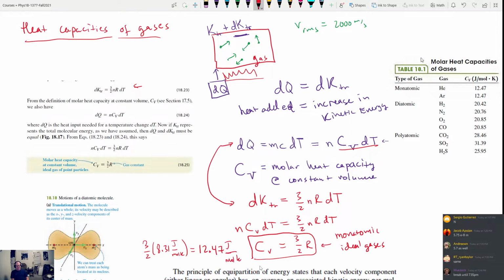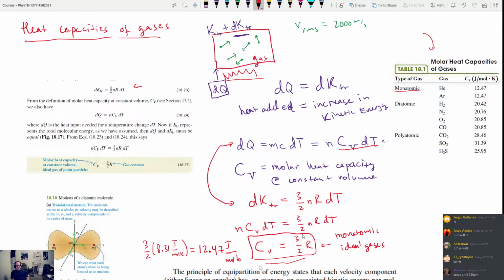And if you look at this table right here, which lists the molar heat capacities of gases, you can see that that's actually a pretty good approximation for a monatomic gas, like helium or argon. Its molar heat capacity is about 12.47, exactly 3/2 times R.